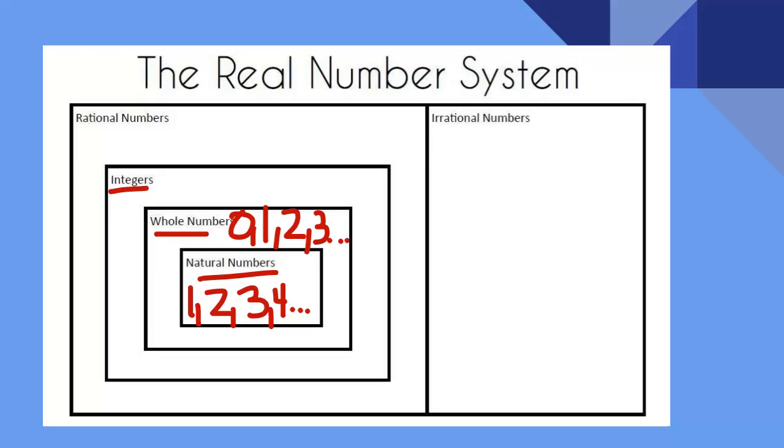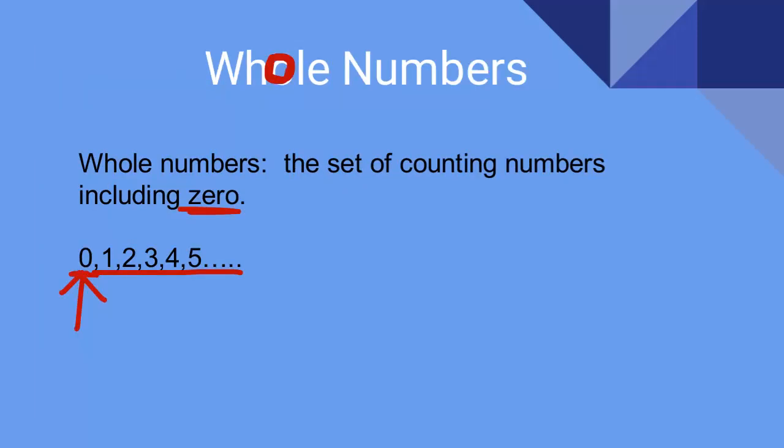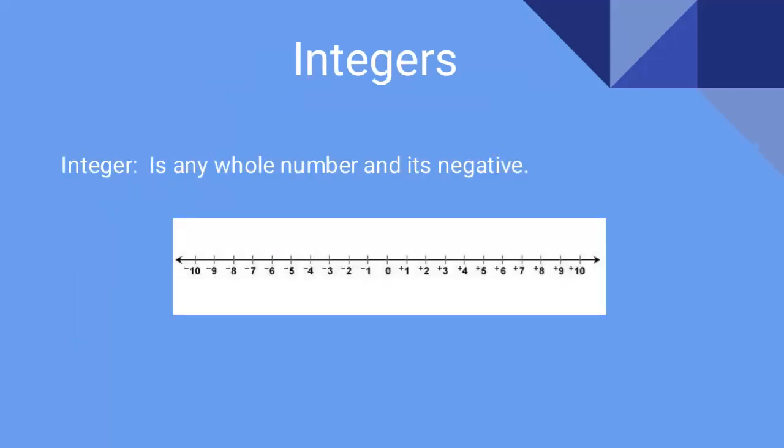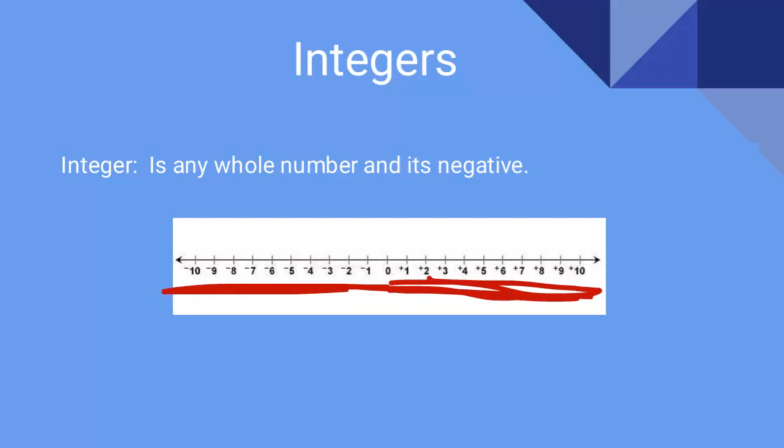Okay, so the next set that we're going to look at, or subset, is your integers. Your integers are any whole number and its negative. So it's basically positive and negative whole numbers, including 0. So if you think of a number line, it's your positive plus your negative numbers that are all whole numbers. So no fractions or decimals yet, but it includes the negative side of a number line.